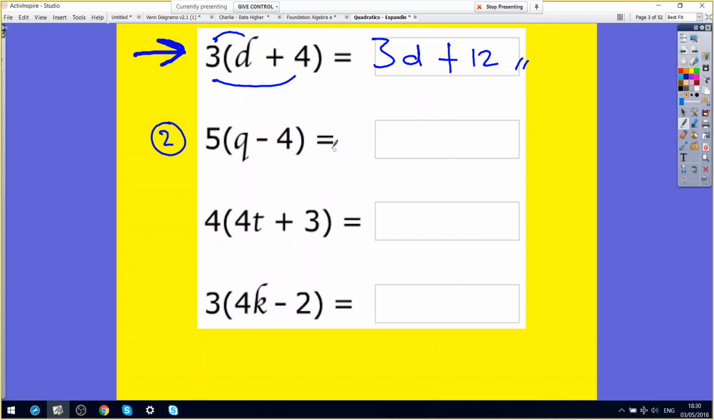Okay. How about the next one? 5Q. You're multiplying them? That's addition. Multiplying. 20. Yeah. And so 5 times 4 is 20. 5 times minus 4? That's a minus 4. Minus 20. Okay, question 3.